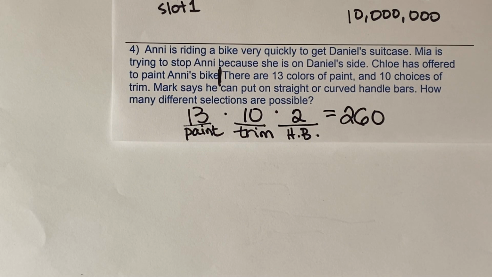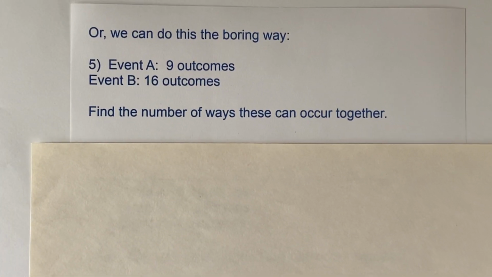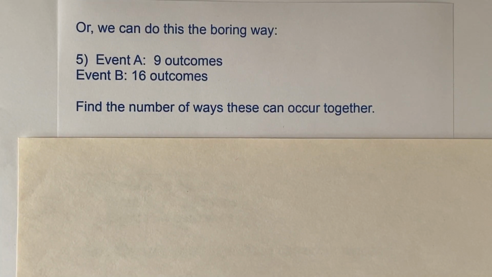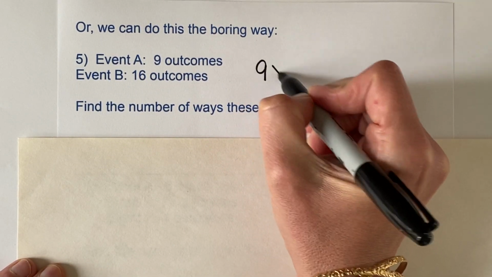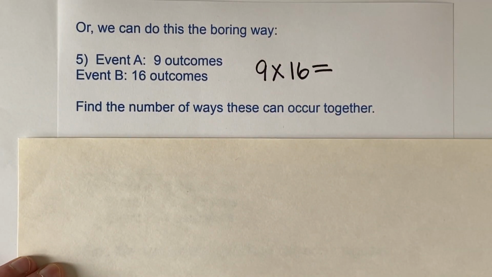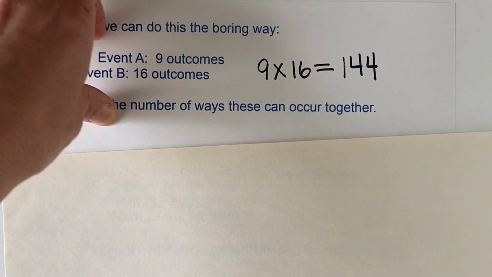Okay, so now we can also do this the boring way. I didn't even tell you what the events were. Okay, quite boring. I just said event 1, event A, there are 9 outcomes. Event B is 16 outcomes. I could have called it event 1, event 2. Either way, you're doing straight up multiplication. Now I showed you my work. I'm doing it on my calculator to get 144. Okay, that's how many outcomes there are, right?